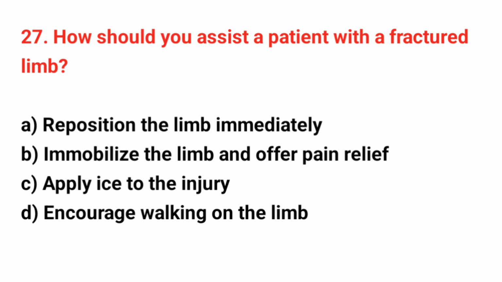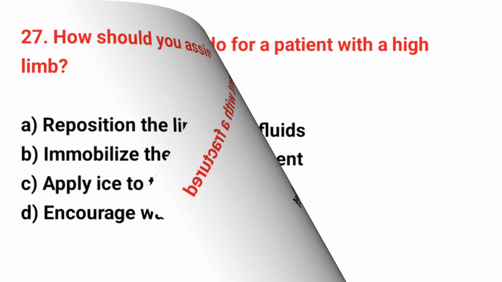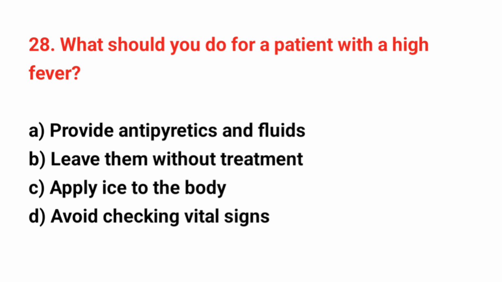Question number 27. How should you assist a patient with a fractured limb? The right answer is option B, immobilize the limb and offer pain relief. Question number 28. What should you do for a patient with a high fever? The right answer is option A, provide antipyretics and fluid.